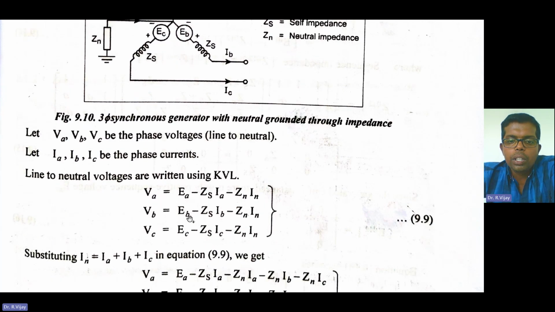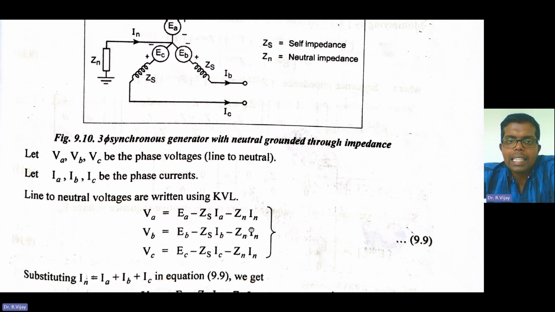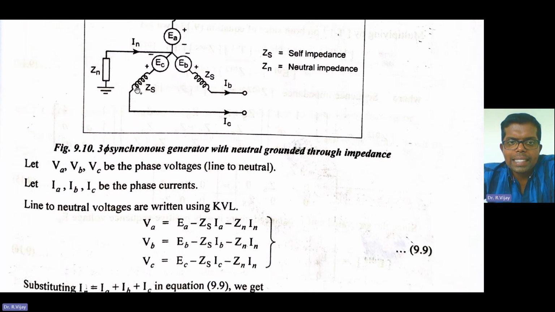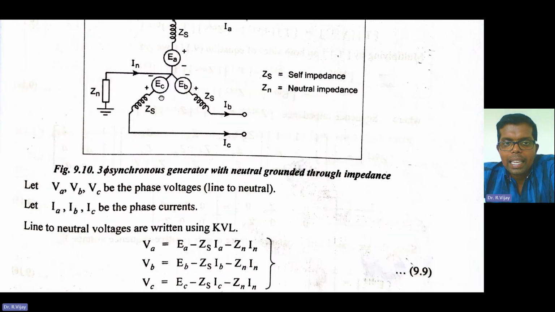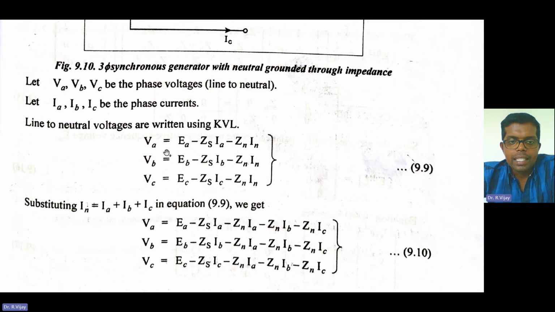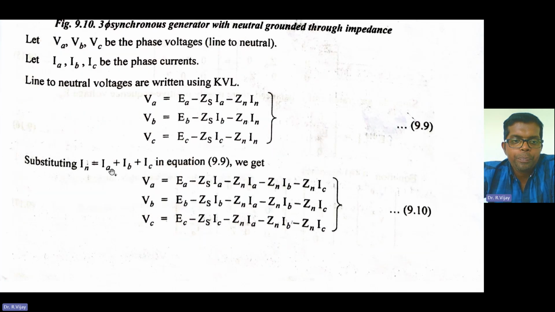Similarly, VB is equal to EB minus ZS IB minus ZN IN, so ZS IB in the negative direction, and ZN IN. VC is equal to EC minus ZS IC, flowing in this direction, minus ZN into IN. So these are the line to neutral voltages for the three phases, A, B, and C. Substituting IN equal to IA plus IB plus IC in the previous equation.